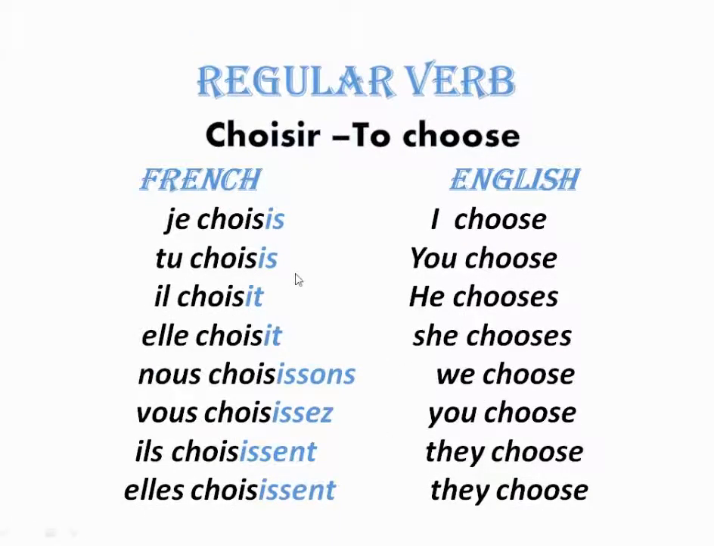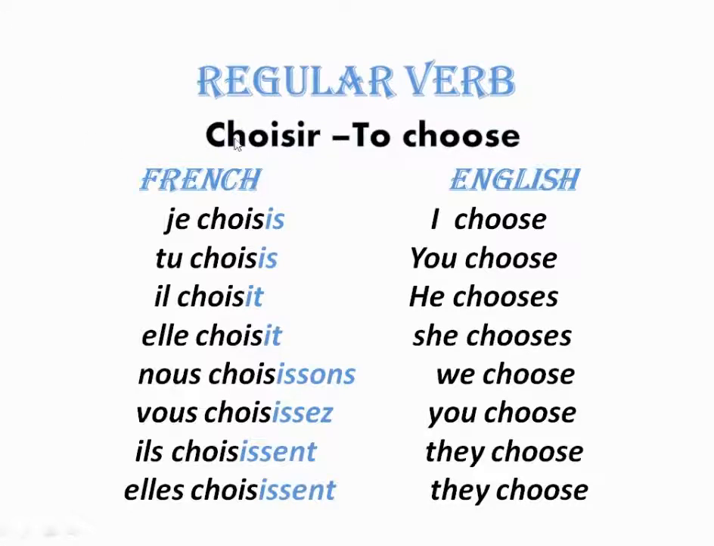Then comes another regular verb with ir ending, choisir. Choisir means to choose. Je choisis, I choose. Tu choisis, you choose. Il choisit, he chooses. Elle choisit, she chooses. Nous choisissons, we choose. Vous choisissez, you choose. Ils choisissent, they choose. Elles choisissent, they choose.